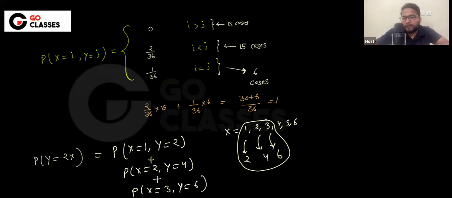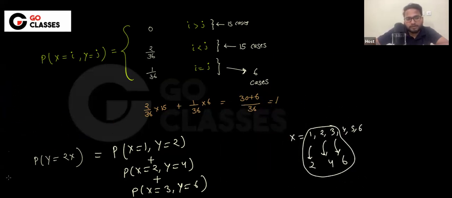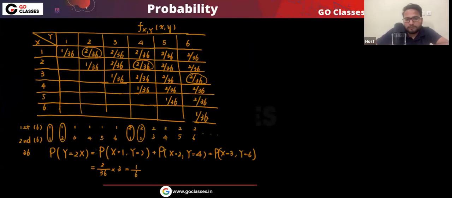Now tell me what is this probability? Once you have the concrete numbers, what is this probability? Yes, this individual probability is 2 by 36, right? So this probability is 2 by 36 plus 2 by 36 plus 2 by 36, which is 6 by 36, right? Which is 1 upon 6. Okay. So yeah, this is the answer.